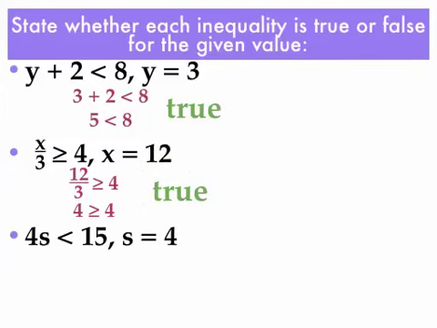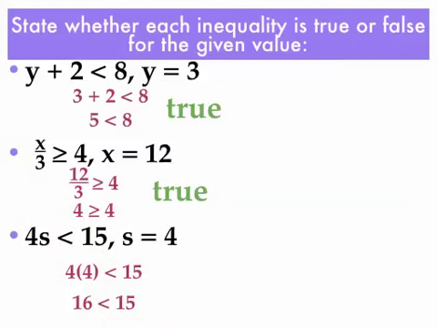Now on the next example, they tell me 4s is less than 15, and then they tell me that s equals 4. Because they tell me s equals 4, I'm going to plug in 4 for s and say 4 times 4 is less than 15. Well, 4 times 4 is 16. 16 is less than 15.